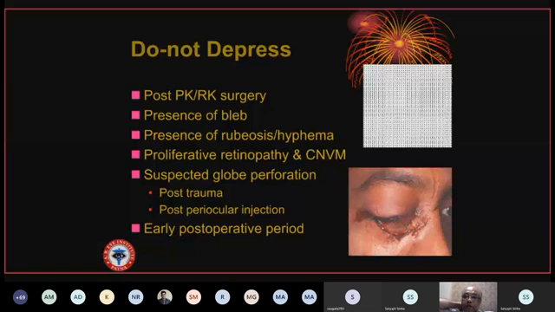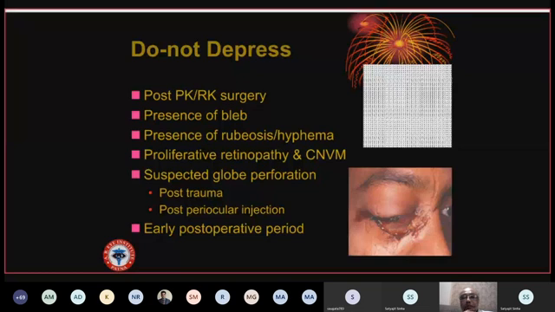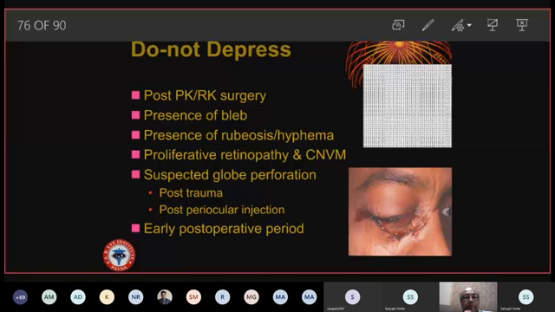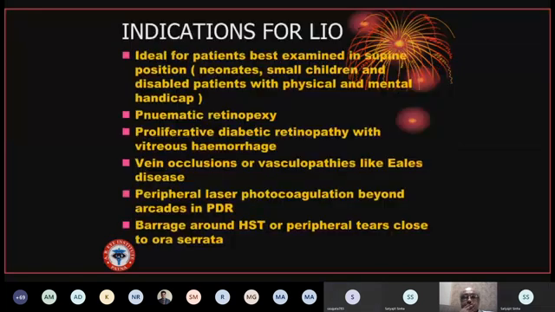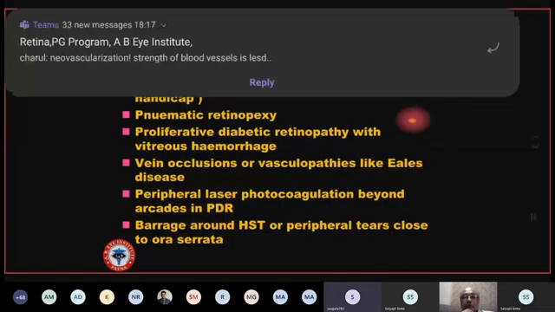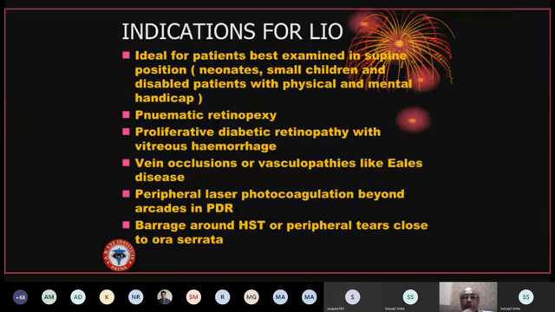So why, in a case of PVR or a case of CNVM, would one want not to depress? If you can, answer over there, and we'll go ahead, Pooja. Yes, vessels are very fragile. Please answer on the message, Shagota.